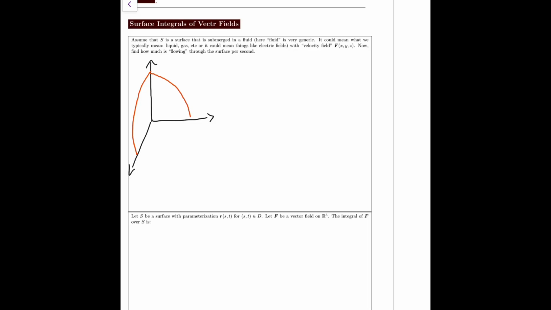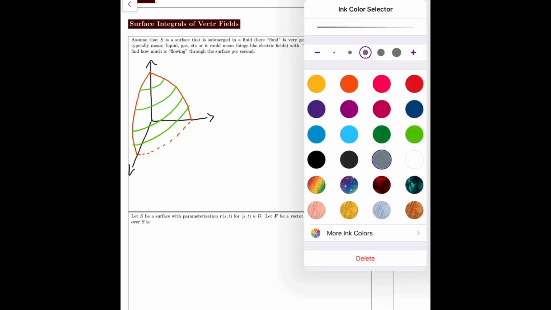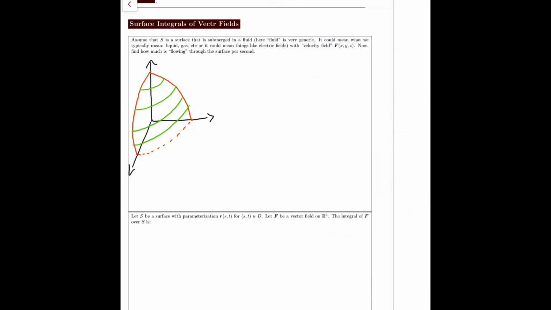And we're just going to look at this quarter here in the xy plane. And again, I'm going to think about parameterizing this with polar coordinates. These are r curves because they have constant r, and then we'll look at the other curves. Let me find the blue pen like I was using before. And then these are the theta curves because these are constant theta.